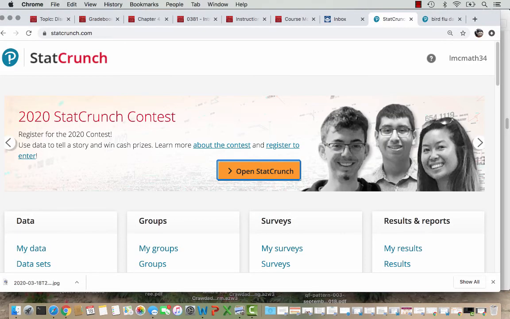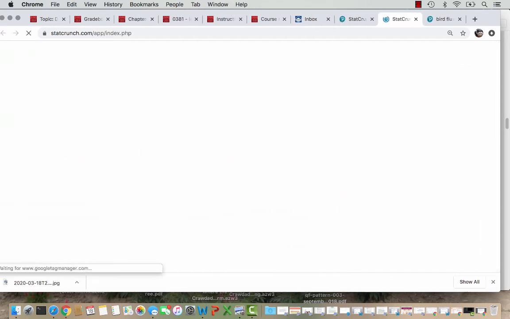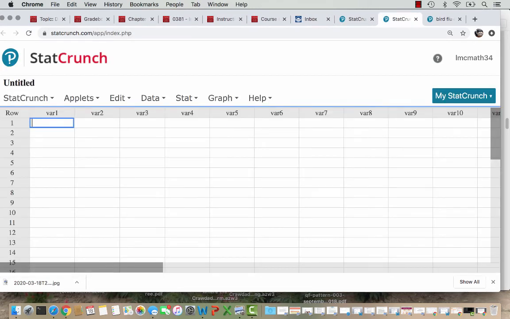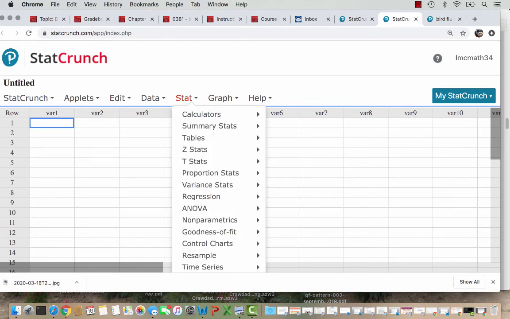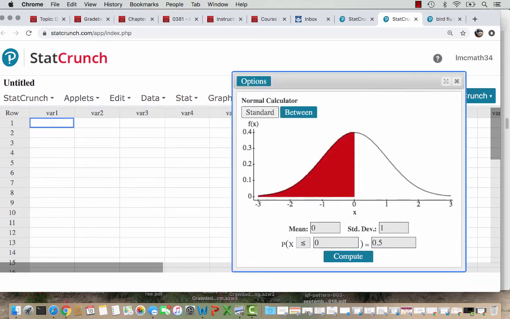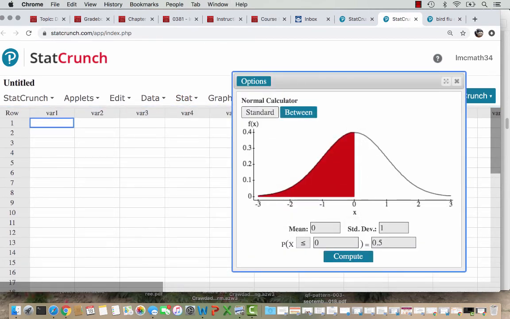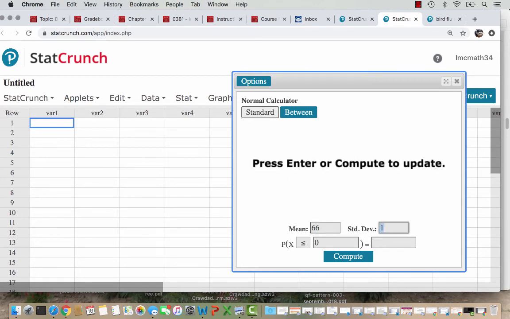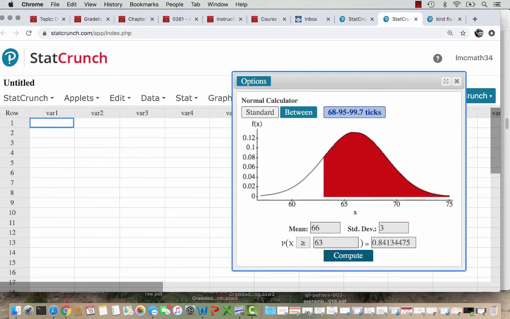Okay, here I am in StatCrunch. I'm going to open a blank StatCrunch. And then I'm going to go to Stat, Calculators, and choose a normal calculator. And then I'm going to input our mean and standard deviation. So here the mean height was 66 inches, and the standard deviation is 3 inches. And I want to know the probability someone is greater than 63 inches. So I'm going to shift to the greater than. And I put a 63 in here, and I hit compute.